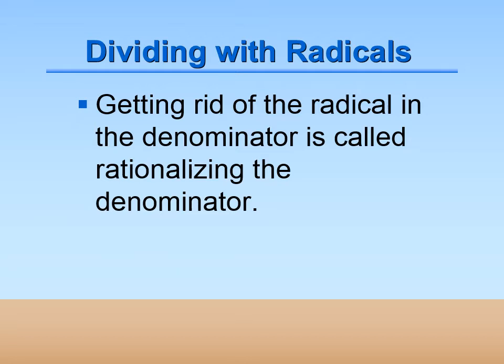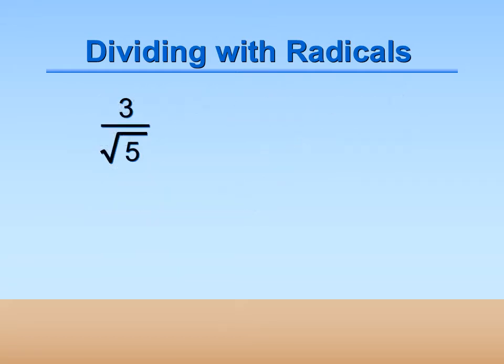And what does that mean? Let's look at 3 over the square root of 5. This obviously can't be divided. 3 doesn't even have a square root over it. So there's just no way to simplify this, but we still need to get rid of that radical.